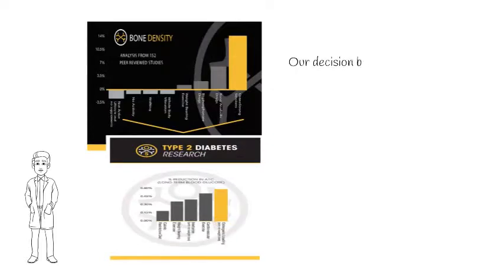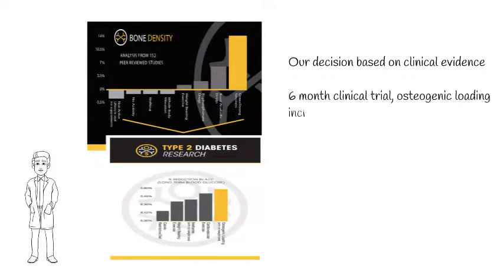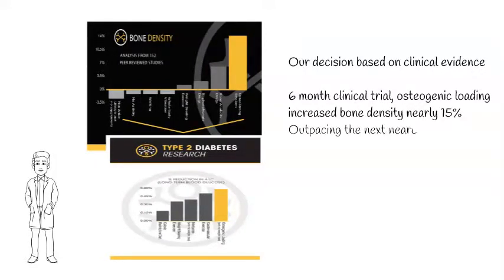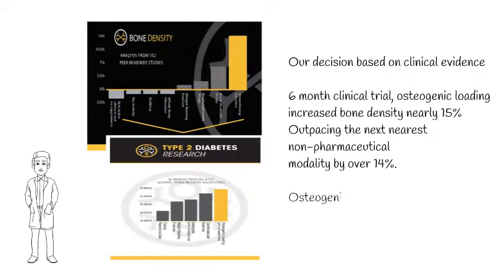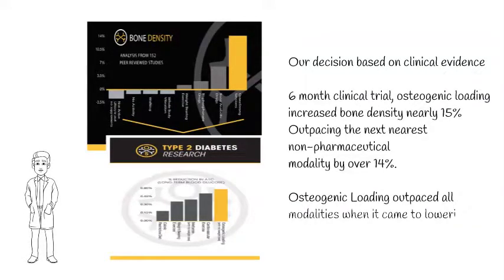Clinical evidence. In a clinical trial conducted for 6 months in 2015, osteogenic loading done once weekly on an RMDS, robotics musculoskeletal development system, increased bone density on average almost 15% in postmenopausal women. Based on a meta-analysis of 62 peer-reviewed studies, the next closest non-pharmaceutical method for increasing bone density, weight-bearing exercise, only increased bone density 1% after 1 year. Osteogenic loading also proved very effective at changing muscle structure, as a 6-month clinical trial of osteogenic loading showed the highest decrease in A1C levels, the measurement for determining type 2 diabetes.